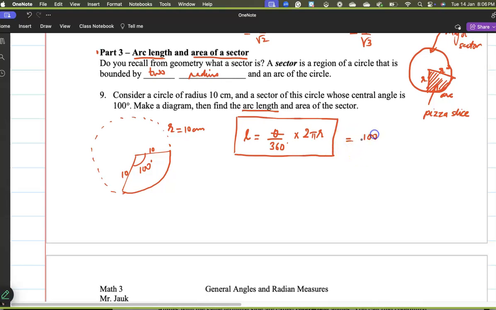So this is my central angle, 100 over 360 times 2 pi r. r is the radius, which is 10. Correct? So this and this cancel off.